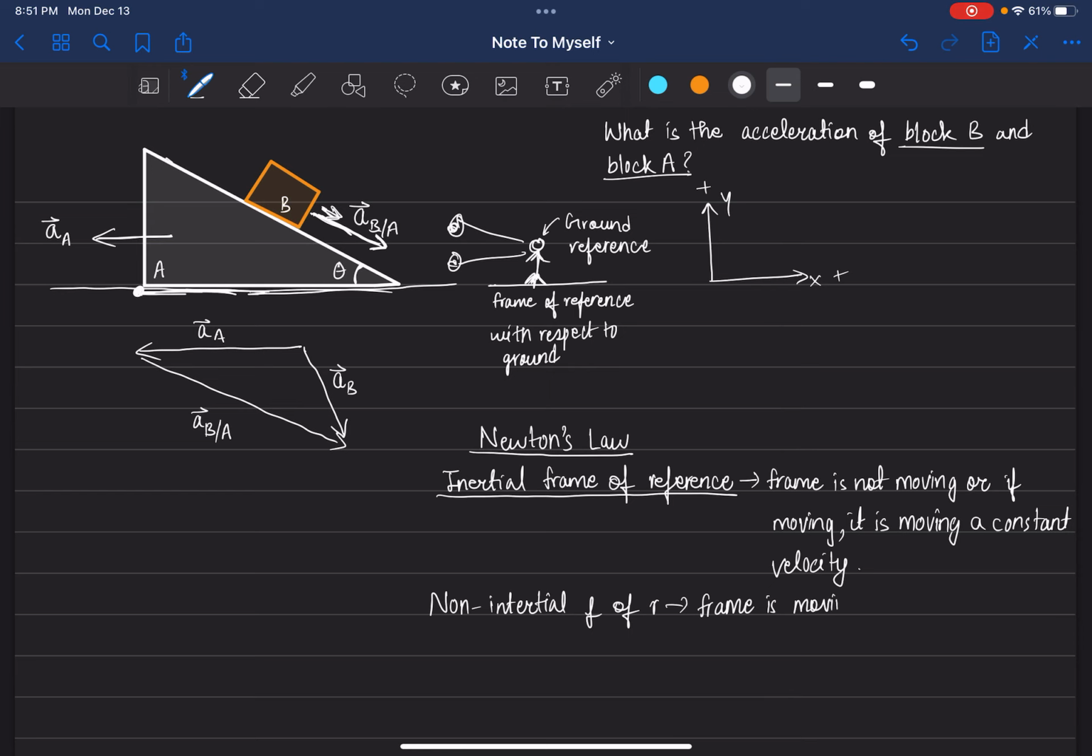at a non-uniform velocity, or basically accelerating.